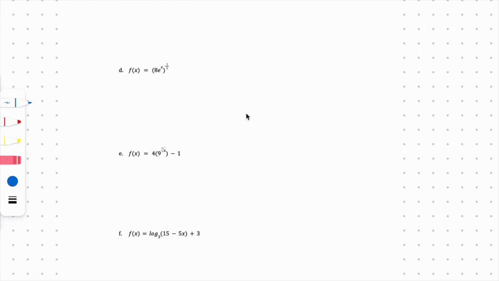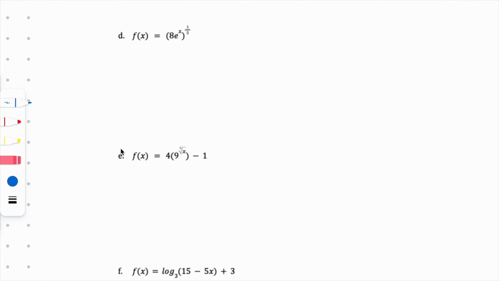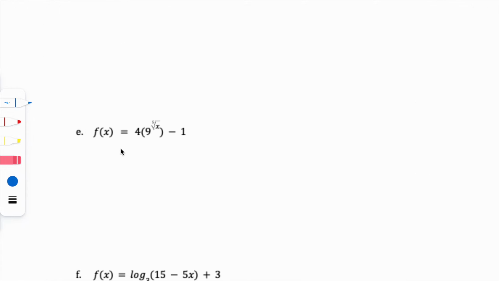So C, I feel like you can do with some of this knowledge we talked about before. Let's pick something that looks a little fun. Let's choose E. I'm feeling E. It looks a little funky. I don't know. It's way too late.